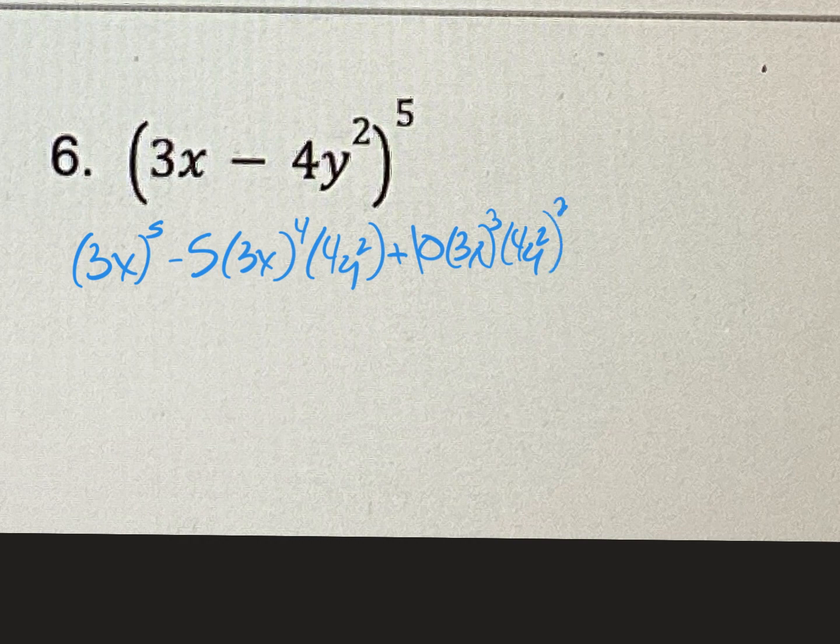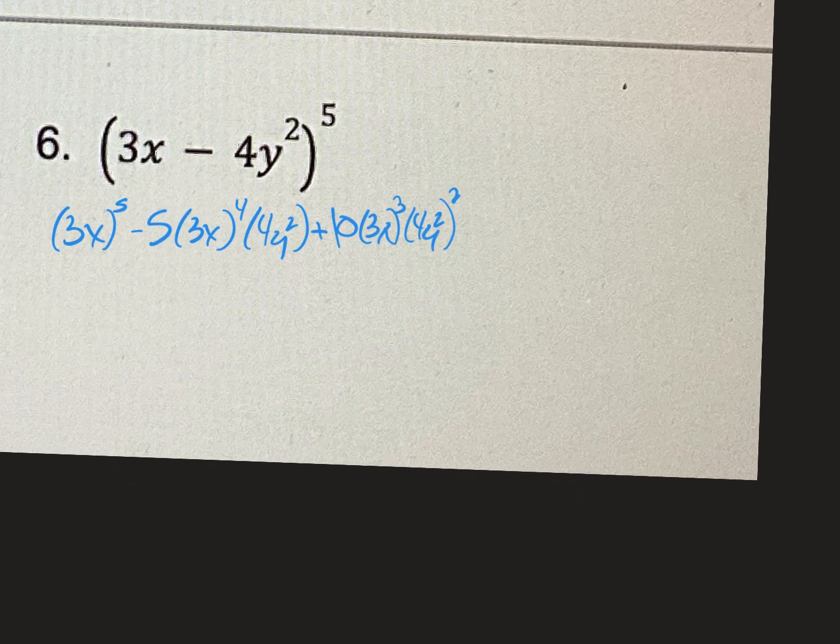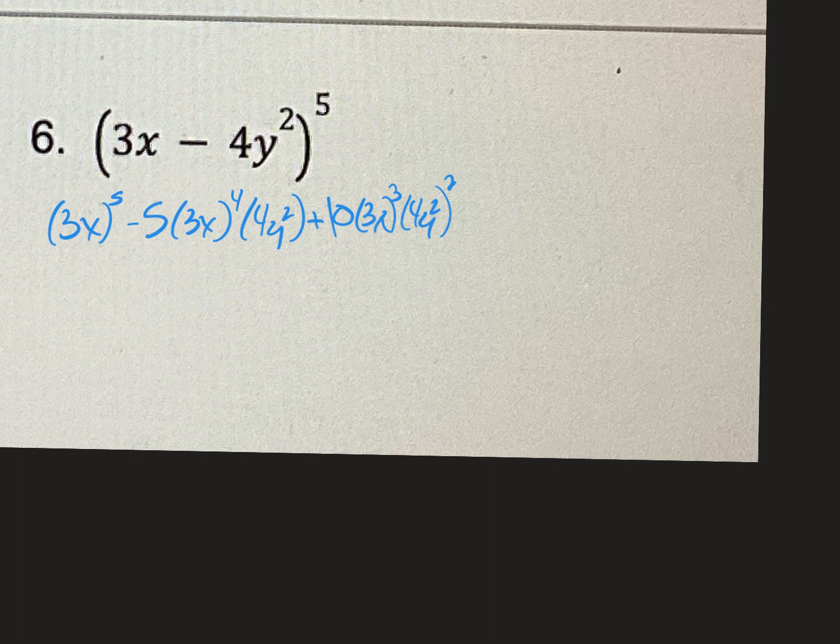Squared again. The x's are going down, the y's are going up. I'm going to make this a little smaller so it'll fit. Keep going here. Minus 10, nCr again, I got 10. 3x is going down, the 4y squared is coming up. 5's next, 3x is going down, the 4y squared is coming up. And my last term is going to be 4y squared to the fifth.